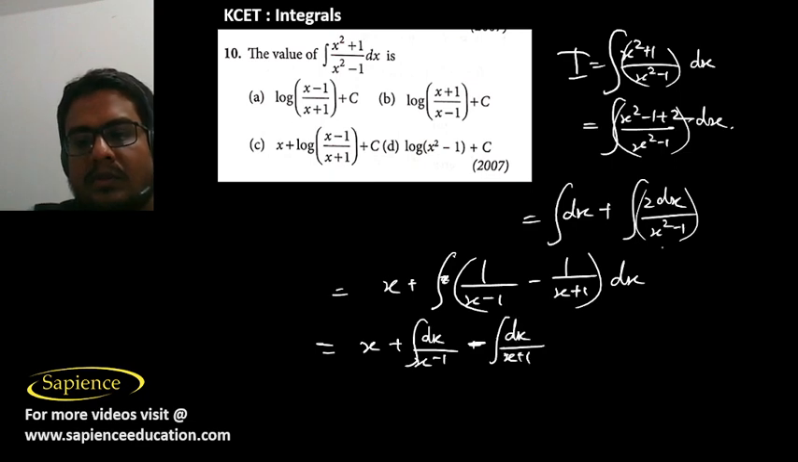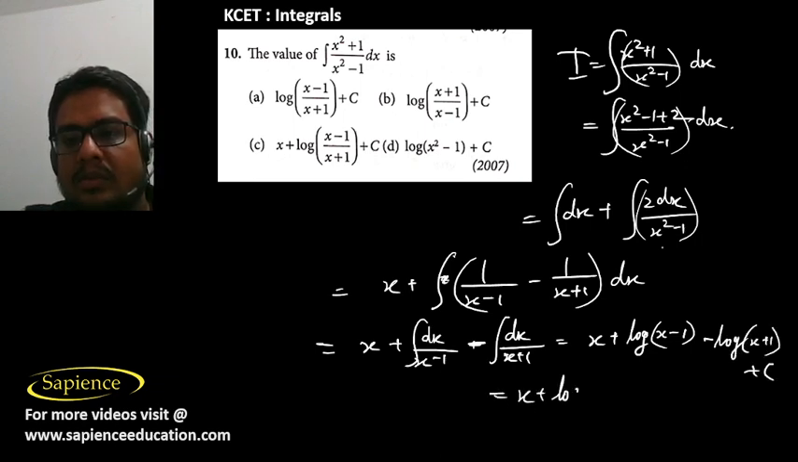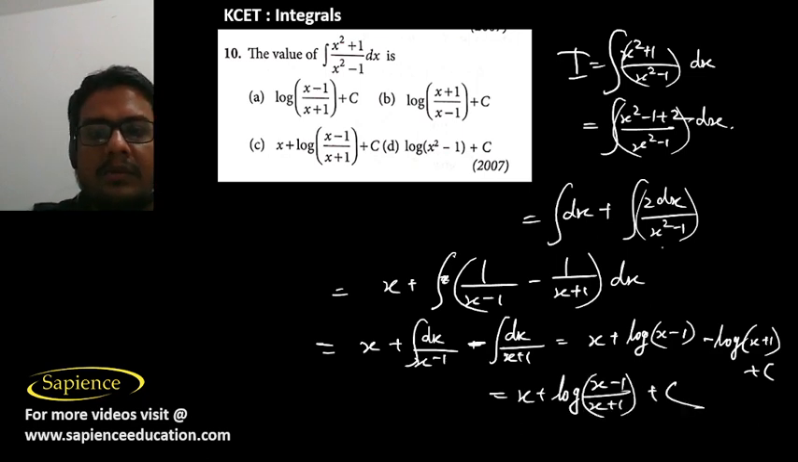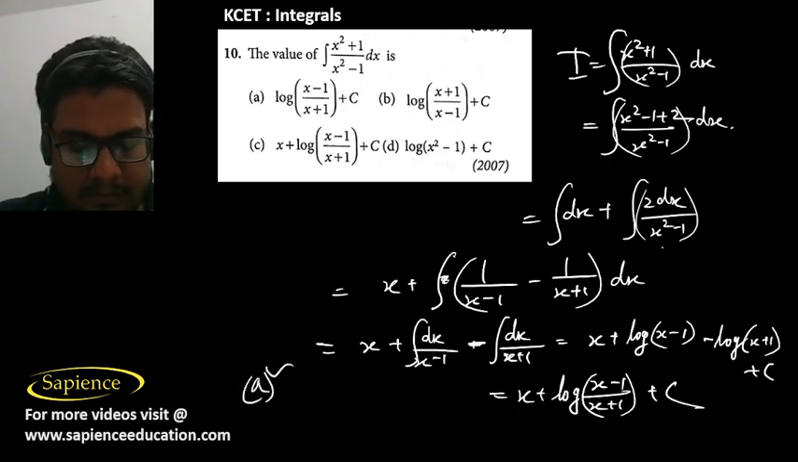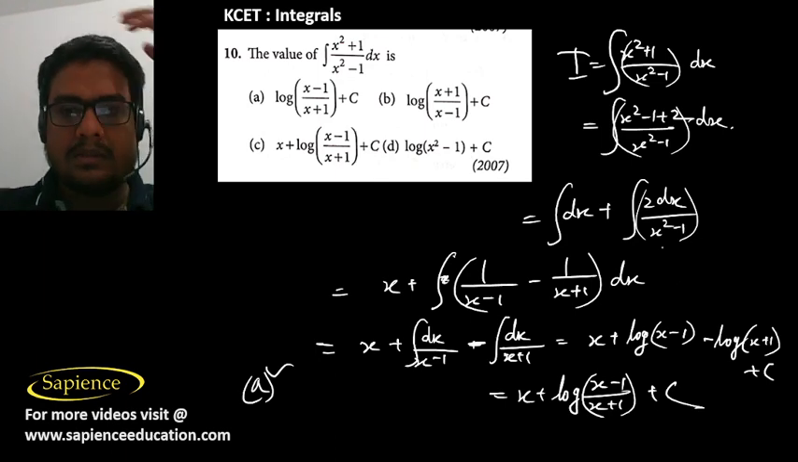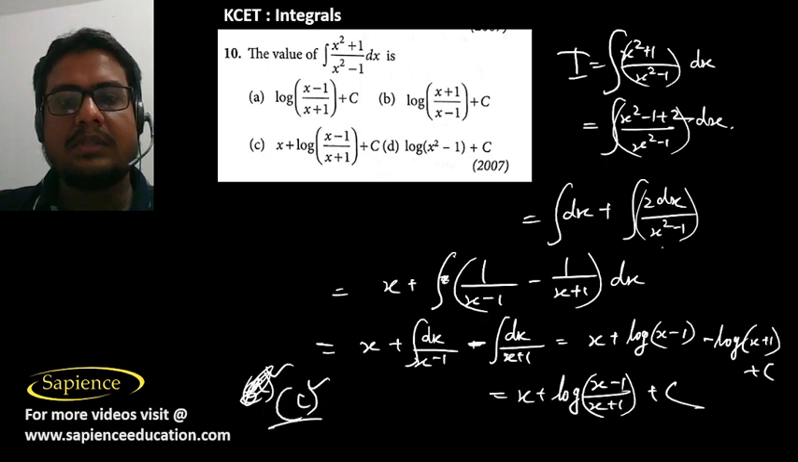1. So this will be x plus log of x minus 1 minus of log of x plus 1 plus c. So this will be x plus log of x minus 1 by x plus 1 plus c. So option A is the correct answer. Sorry, here, sorry, it is not option A. It is option C. Option C is the correct answer.